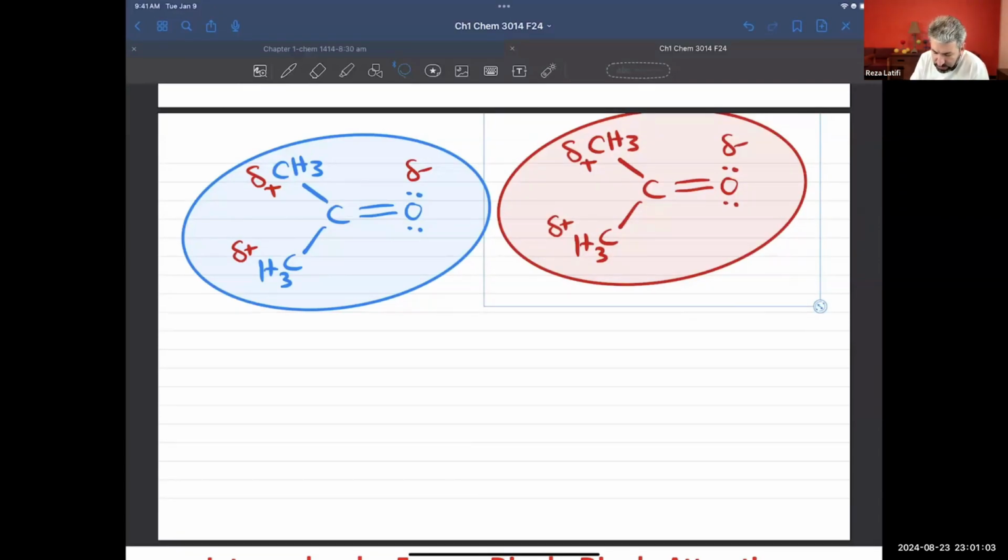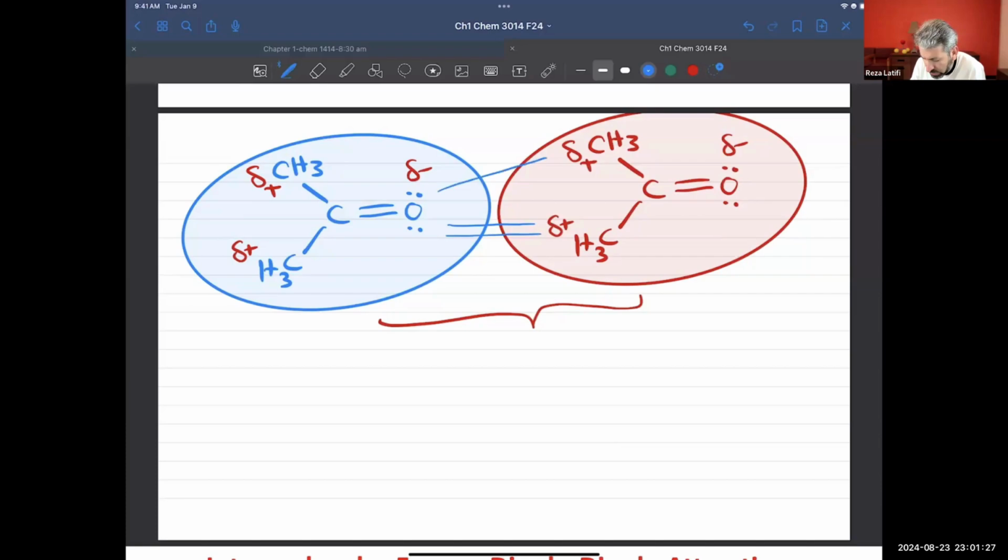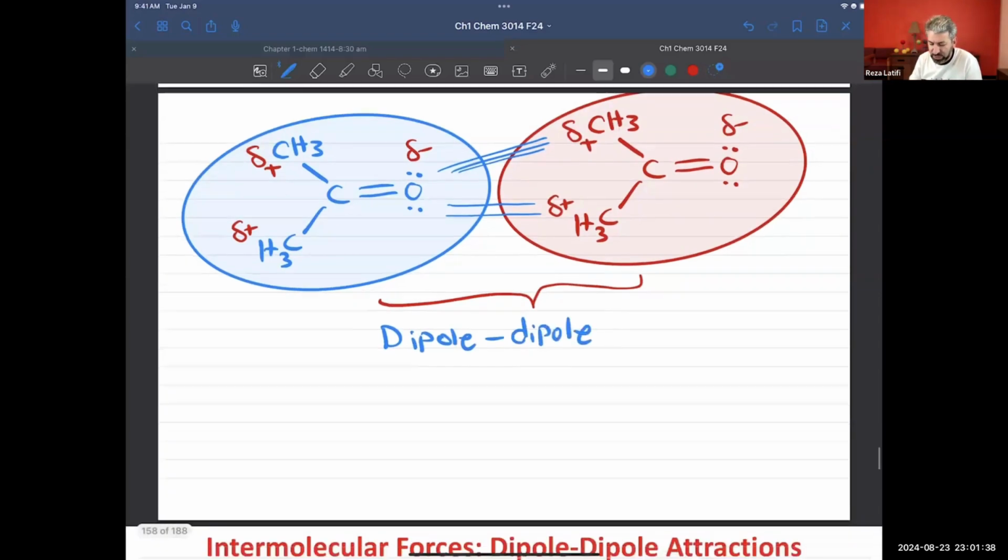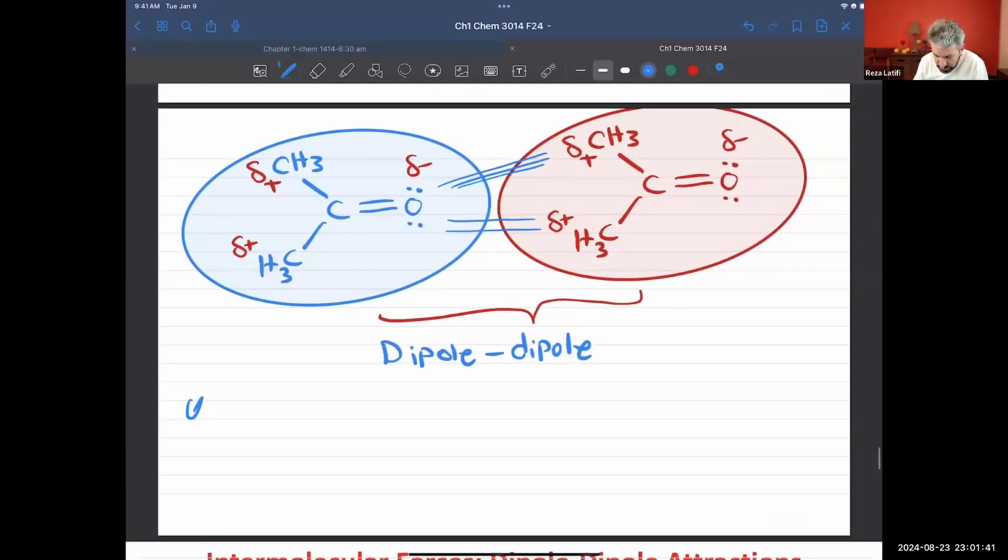Now we have two species with opposite charges close to each other, and I expect to see an attractive interaction between them. That attractive force, we call it dipole-dipole interaction. Why? Because we have permanent positive and negative charges. So the new interaction that we get between them, we call it dipole-dipole interaction.